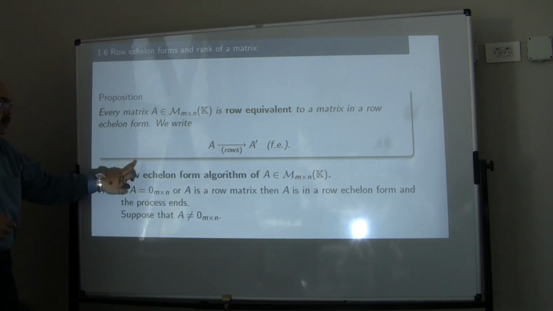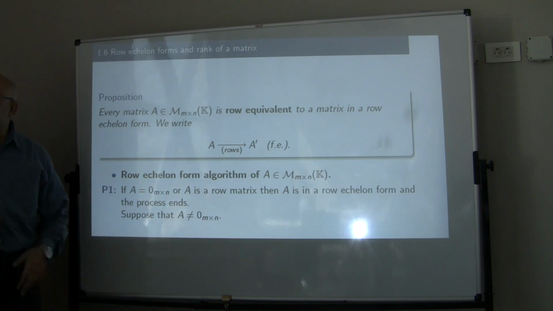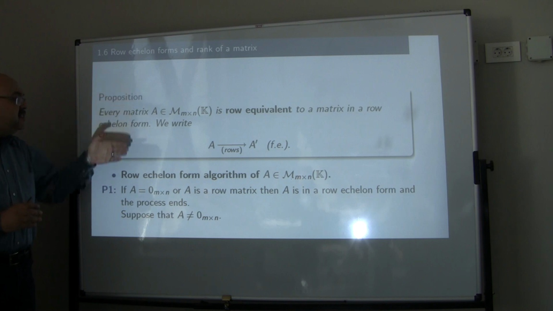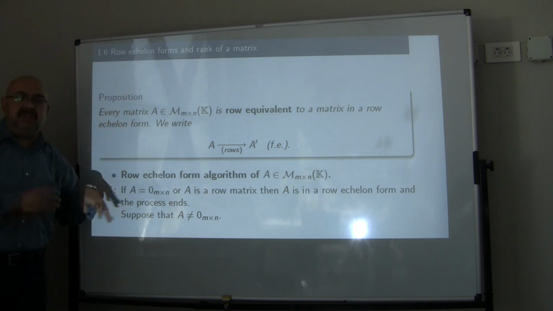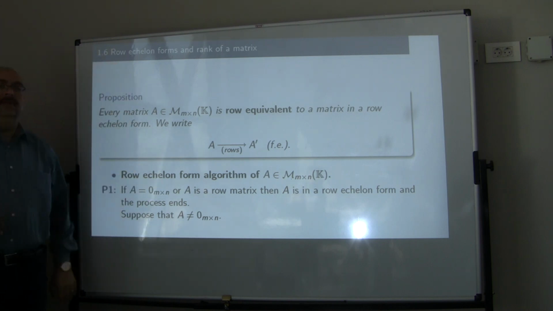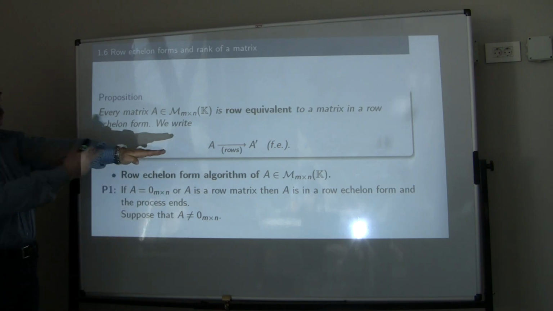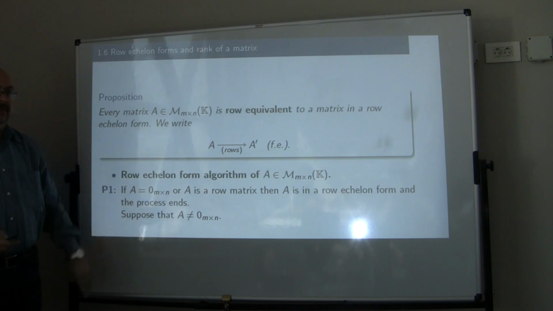Here he's talking about the algorithm by itself, how to change to an echelon form. So he's giving you the steps. If the matrix is all zeros, it's in echelon form. So if you have a null matrix, it's in echelon form. If you have a row matrix with all zeros in this row, it's in echelon form.